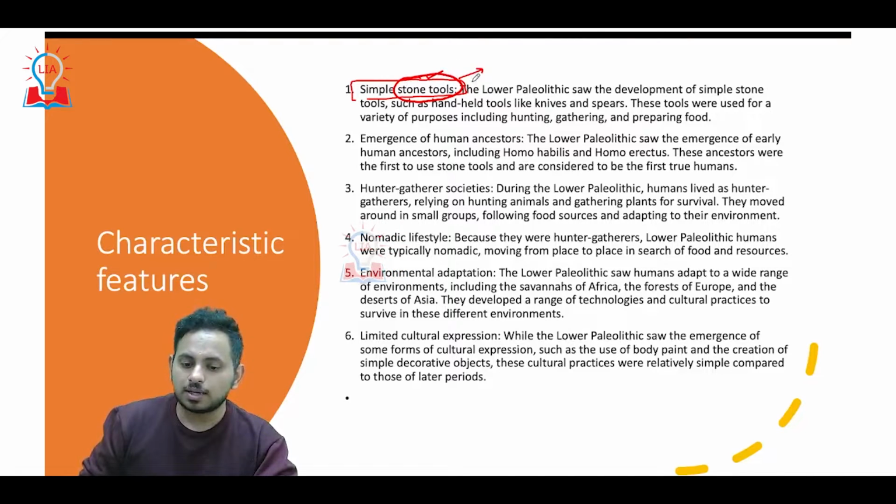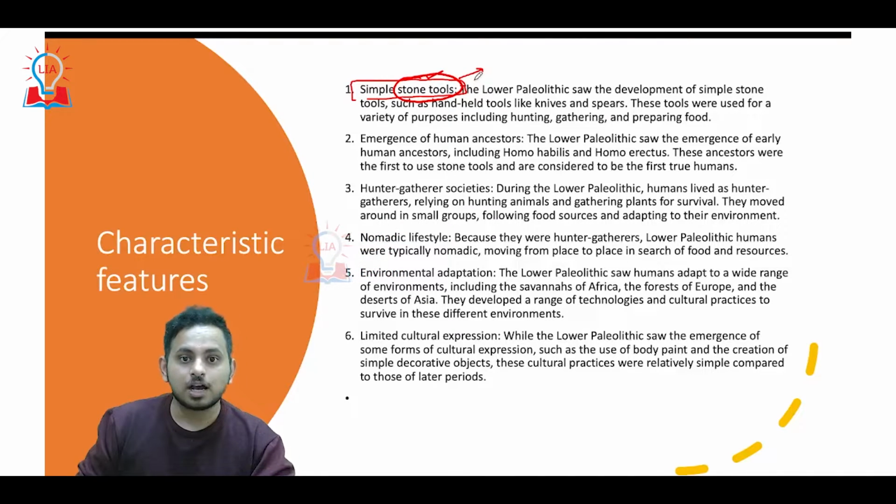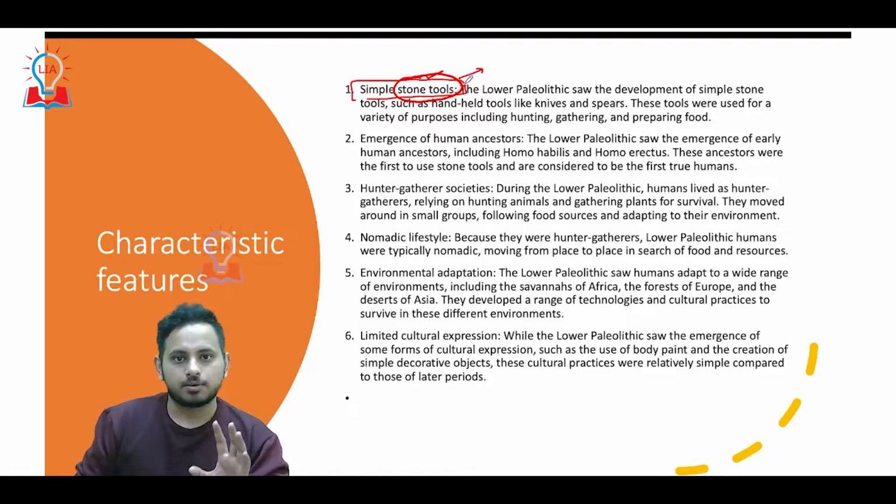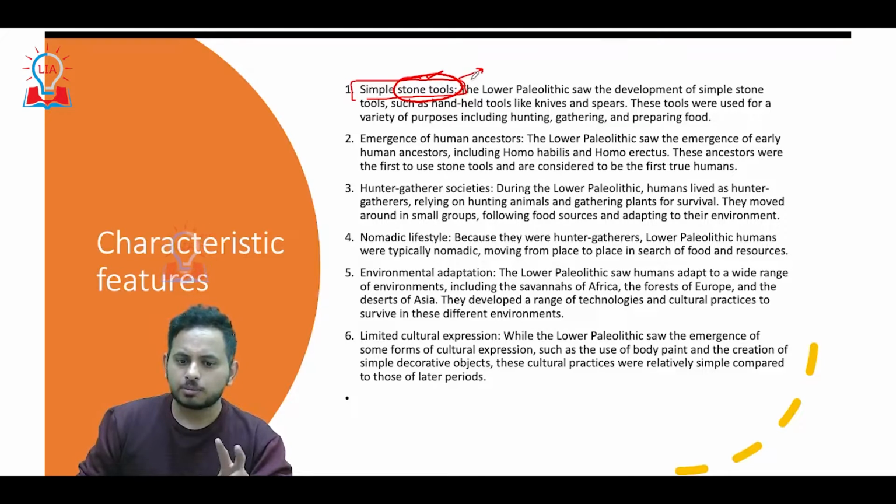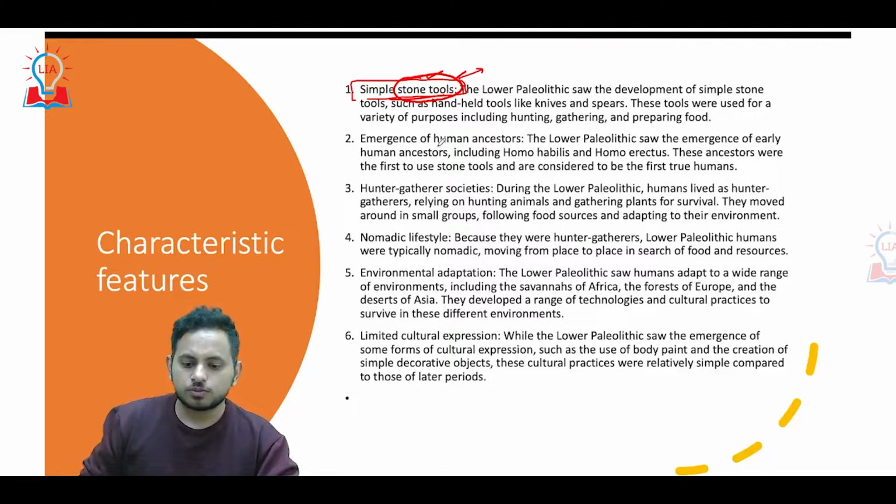And the stone that he used was called quartzite stone, because of which lower Paleolithic man was also called quartzite man. Okay, two important things to be remembered from the tools perspective. One is it's a quartzite stone that was used, and the second one, the chopper chopping are the characteristic features of the stone tools.